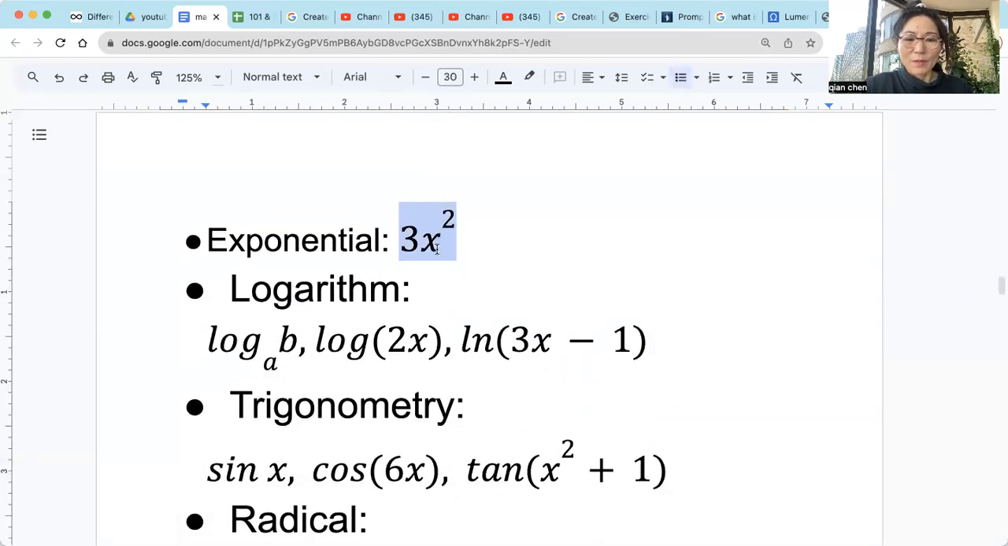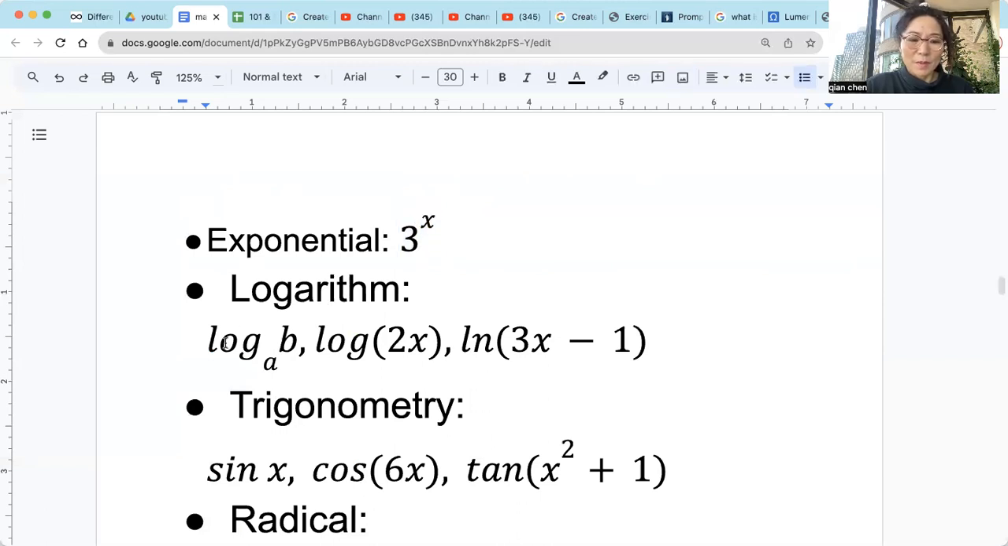Exponential, right? We'll see. Exponential means the variable appears in the exponent, let's say 3 raised to x, right? The variable appears in the exponent, so we call it exponential form.